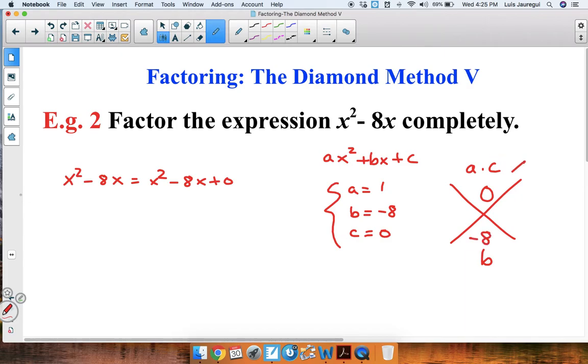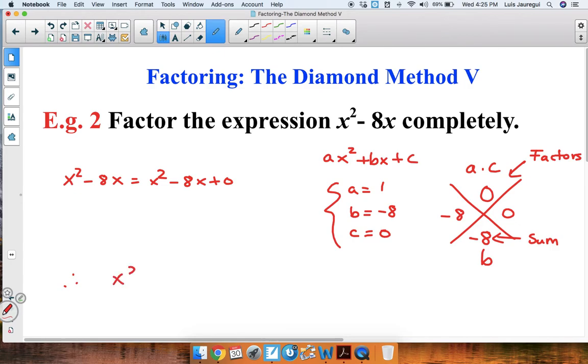So we're looking for two numbers that when you multiply will give you 0, and when you add them will give you negative 8. In other words, we're looking for two factors of 0 that add up to negative 8. So what are those numbers? And yes, you're absolutely right. Those numbers happen to be negative 8 and 0. So we can say the following.